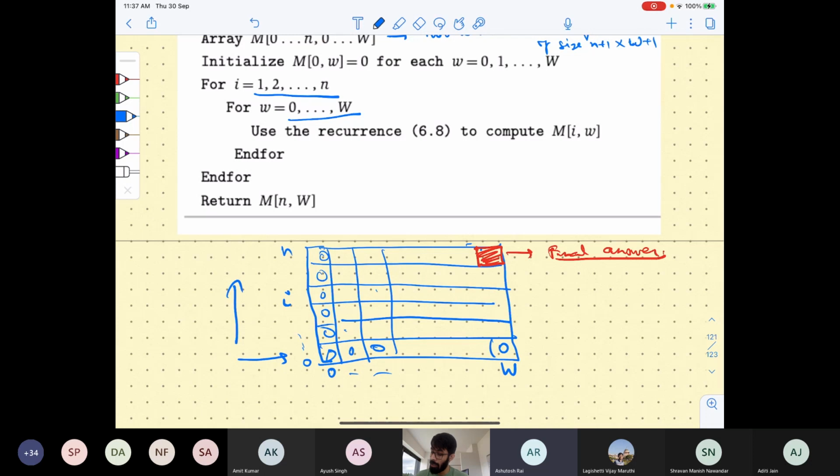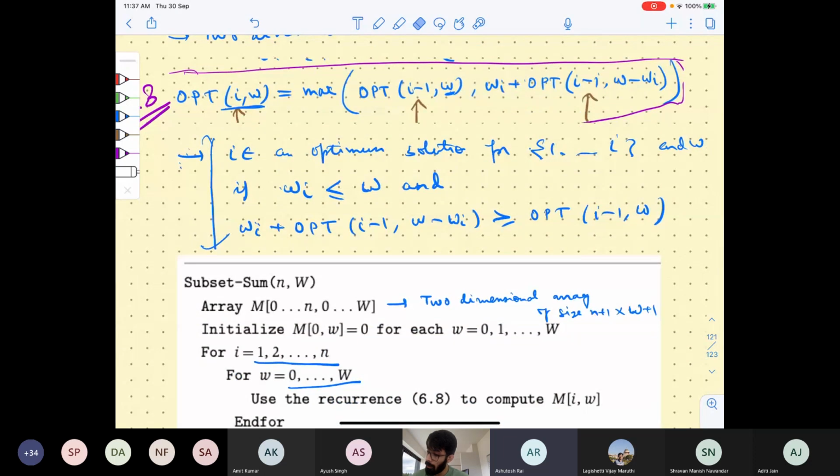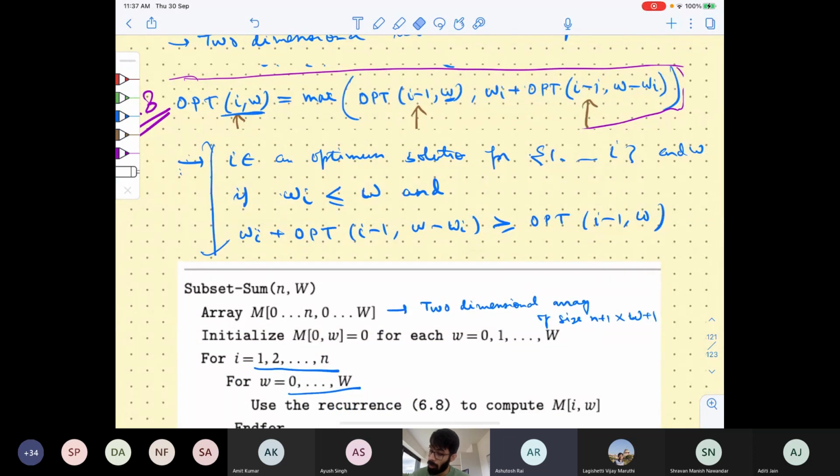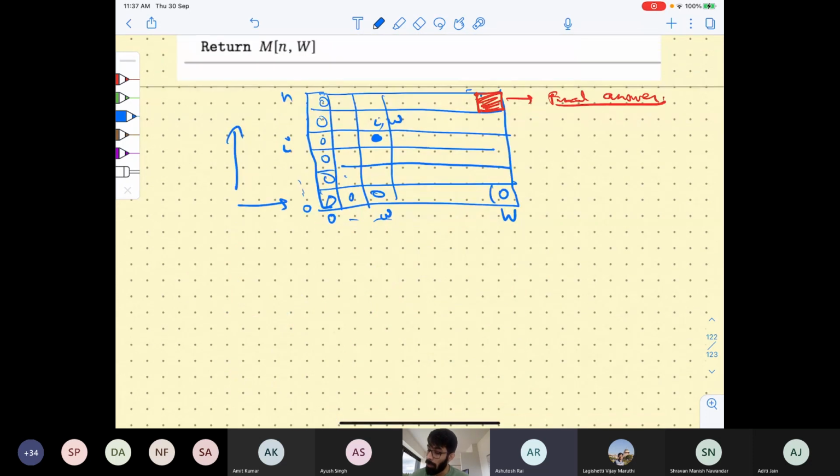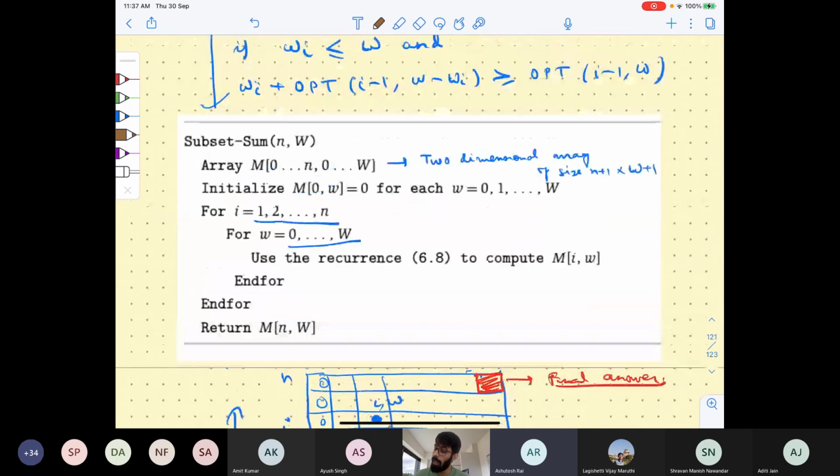So we look at any entry here. Suppose this is i comma w, so this is the ith row and this is the small w. And for this, what do we use? We use only the entries of the i minus 1th row, right? We don't use any entry of the ith row or above. By the time we reach the ith row, all this is filled, right? So we can find the values.